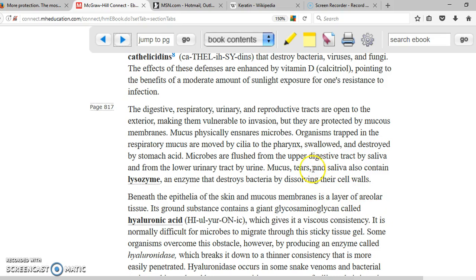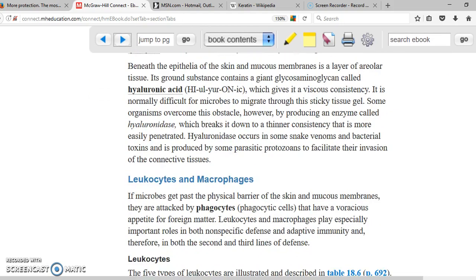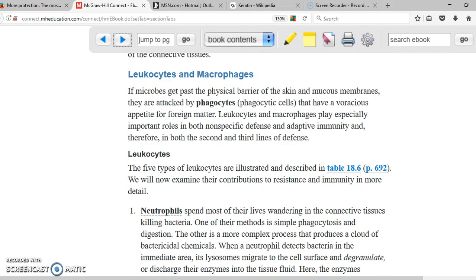Underneath the epithelial and the mucous membranes, we're going to have part of the connective tissue. We're going to have in there the glycosaminoglycans, which are going to be part of the ground substance. A very important glycosaminoglycan is hyaluronic acid, which is going to give a viscous consistency to the connective tissue, not allowing these microorganisms again to cross it. So there's a lot of proteins that you're going to have at the level of the surface of our body that are going to help us protect our body against microorganisms.